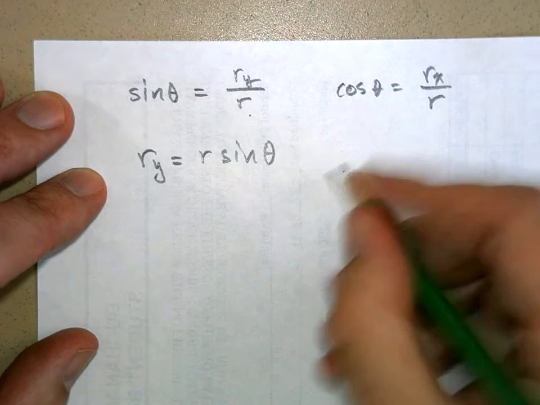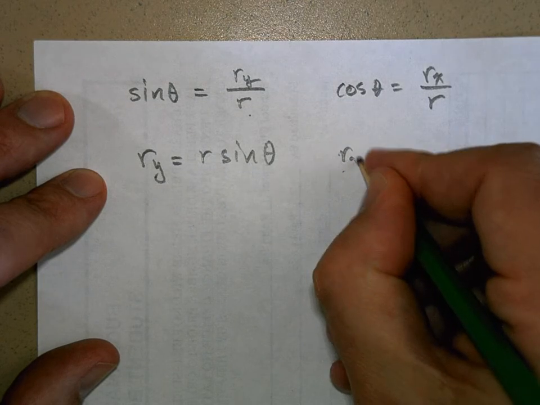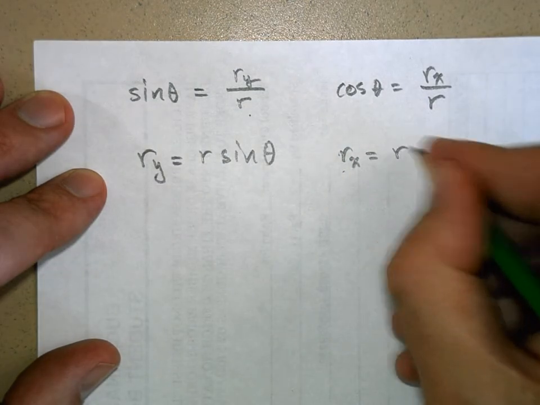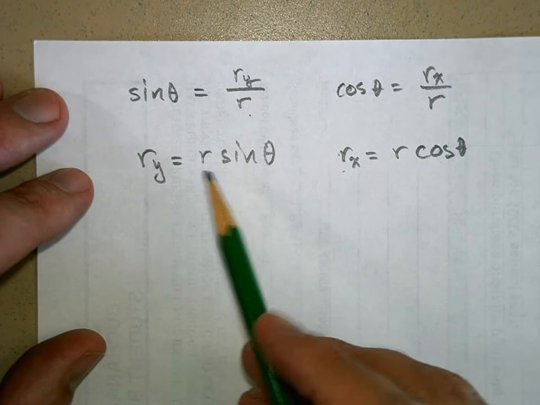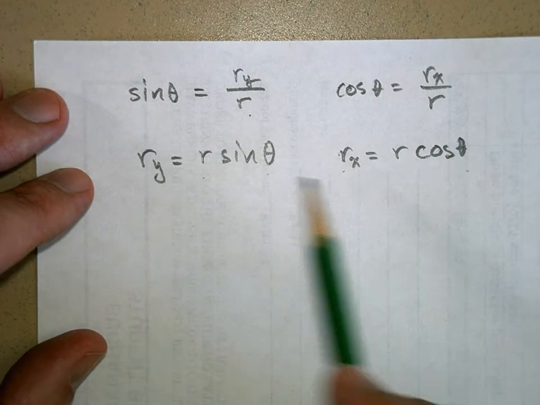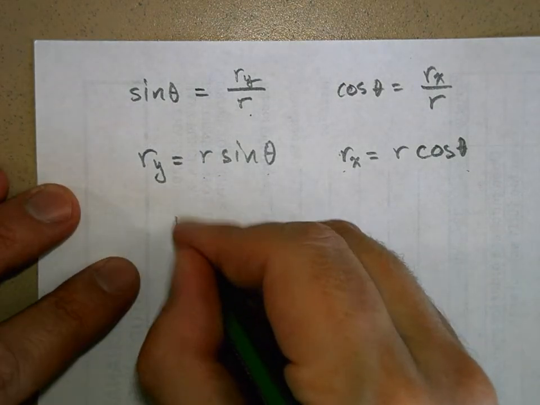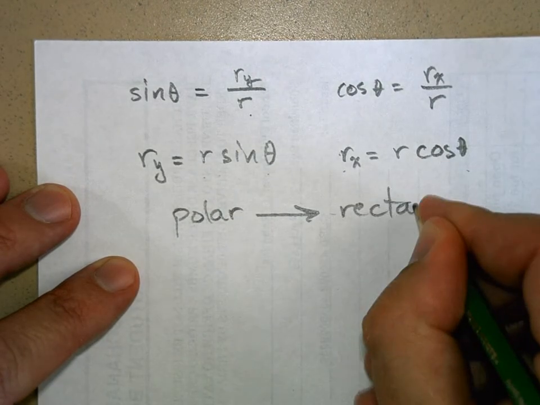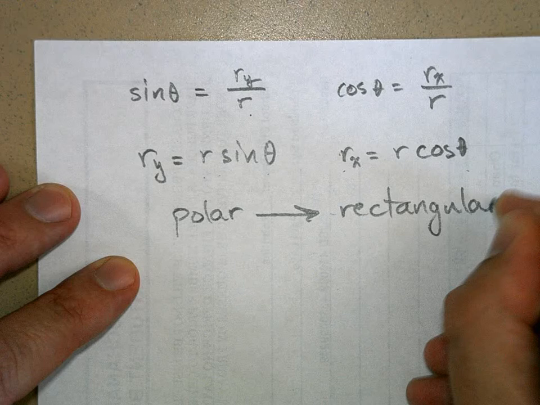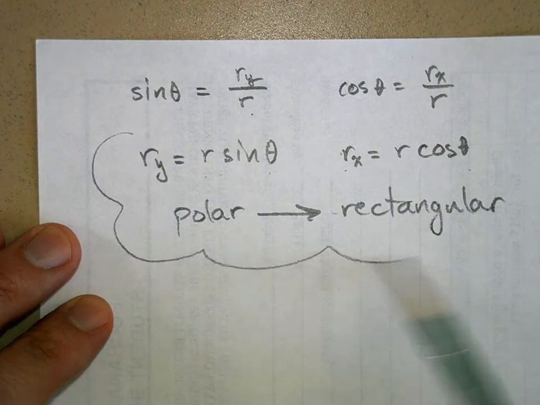So you just take this and solve it for rx. So if I give you r and theta, I just use these two equations to convert from polar to rectangular. Okay, so it's pretty easy. Just use the sine and the cosine stuff.